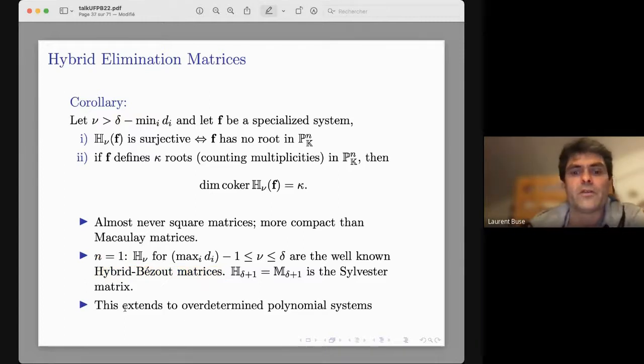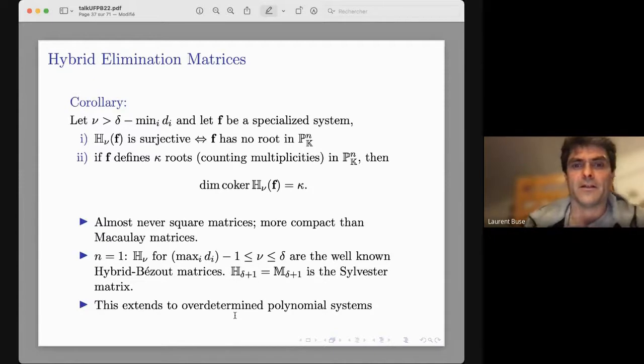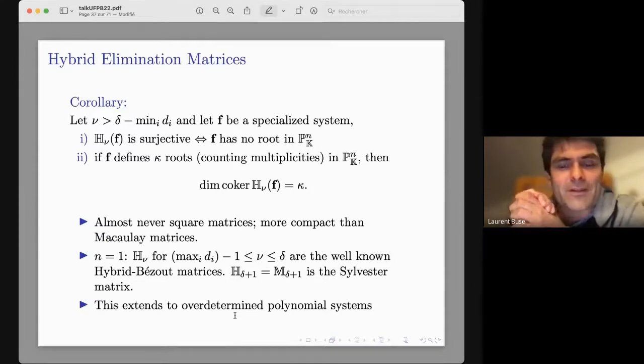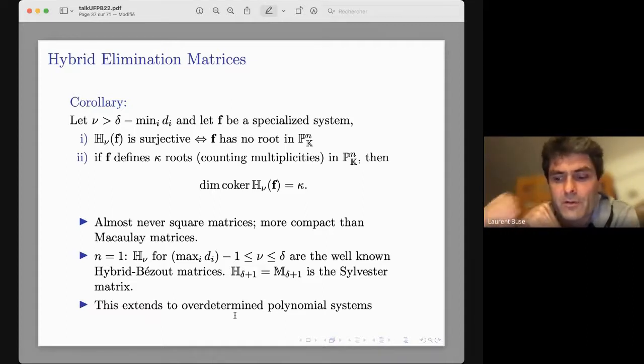Okay, I will not go into this detail, but actually once you did that, you can go to overdetermined polynomial systems. That is, you can take more equations than variables, and then you can still build this kind of matrices. We can prove that we can extend the property of these matrices, but we don't have the duality and all these things. Okay, so I have finished with what exists over Pn. I would like to give a small illustration with rational curves, and then I will move to the multigraded case.